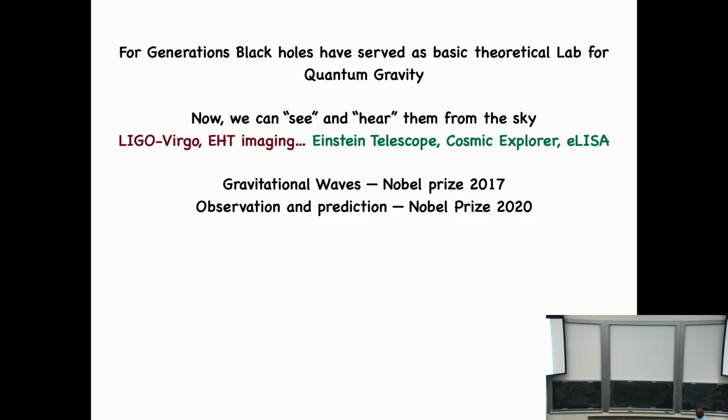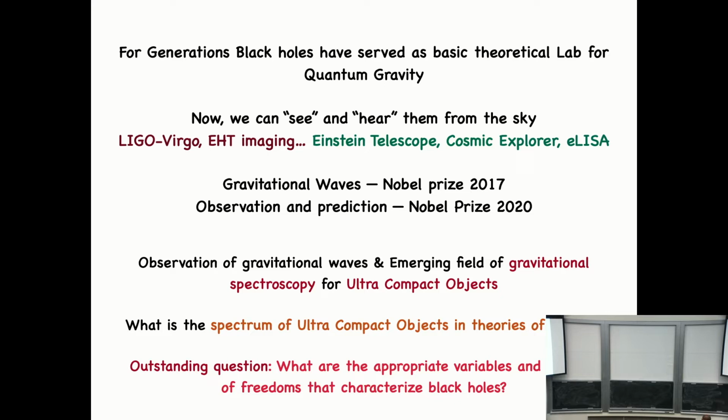However, even before we get into these points, what these experiments are going to do will be seen as a sort of gravitational spectroscopy for ultra-compact objects, and I'll try to be more precise about what I mean by that. It is important to point out that we don't know the spectrum of ultra-compact objects in theories of gravity. Whatever these machines will see, we have yet to understand theoretically what they should be. Relating to this is what degrees of freedom should characterize black holes, which is still an outstanding problem in physics, which I will try to explain.